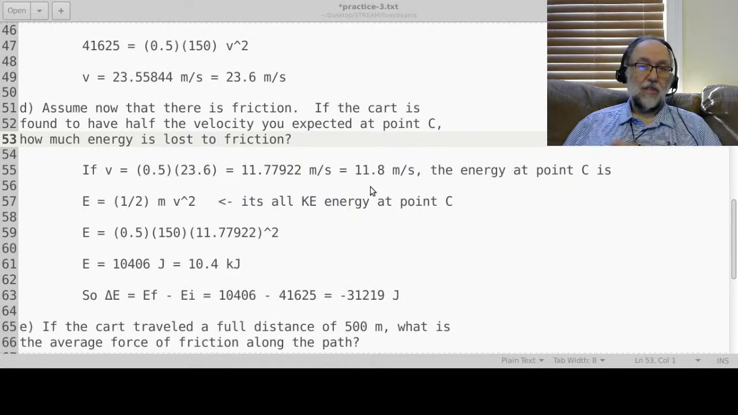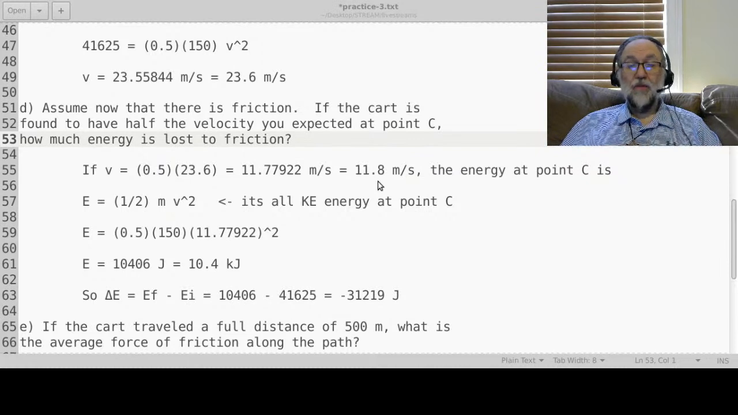So you can imagine you did this experiment. Okay, so you've got all the measurements, and you say, I predict that the cart is going to be traveling at 23.6 meters per second when it gets to the bottom of the hill. And you do the experiment and you measure the velocity and you find that it isn't. It's only 11.8, and you go, well, why is the velocity here 11.8 and not 23.6? And that's because there was friction.